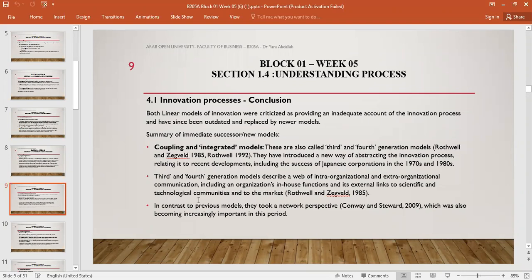And please, guys, you should remember that you should contact the customer in order to detect the feedback on the prototype that you are going to develop. What is the customer feedback? If the prototype is fine or not, if the customer needs any modification or not. This is why extra-organizational communication is important. Okay? Thus, here, coupling and integrated models are concerned about the network perspective.